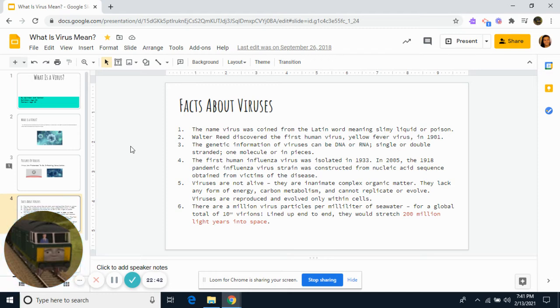So part three. The genetic information of viruses can be DNA or RNA, single or double stranded, one molecule, or in pieces. All right, number four. The first human influenza virus was isolated in 1933. In 2005, the 1918 pandemic influenza virus strain was constructed from nucleic acid sequence obtained from victims of the disease. This was reminded for coronavirus, a virus that is still going on right now.